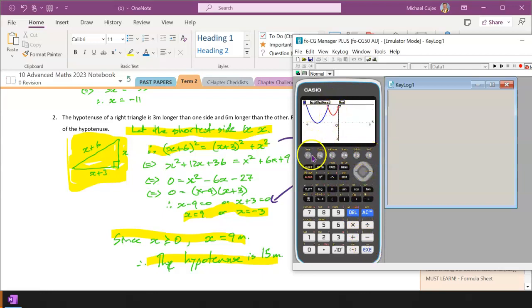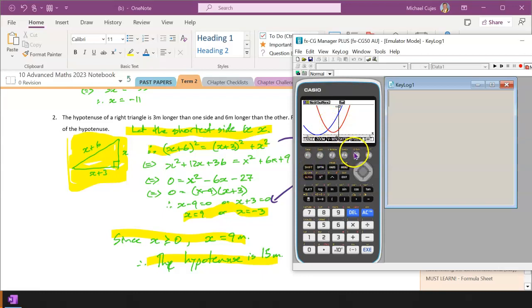Oh, it looks pretty good, but they're not intersecting. I need to go up a lot higher. Change my viewing window, and let's go up to the maximum of 50. That should cover us. Oh, we can see one of the times they intersect now. They intersect once right there.